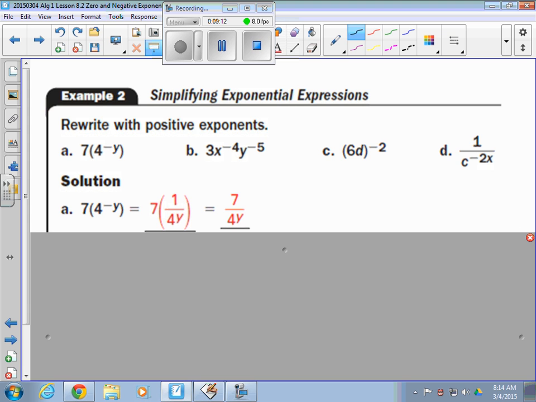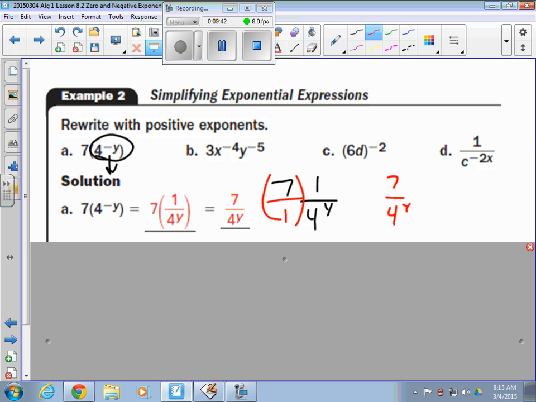Example number 2 is simplifying exponential expressions. 7 times 4 to the -y. 4 is being raised to a negative exponent. It rides the elevator down. So notice 7 is multiplying times now 1 over 4 to the positive y exponent. So it becomes 7 times that. Everything's over 1 when you multiply straight across with fractions. 7 over 4 to the y power.